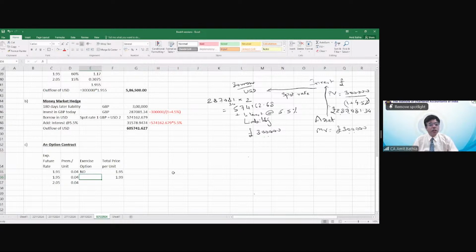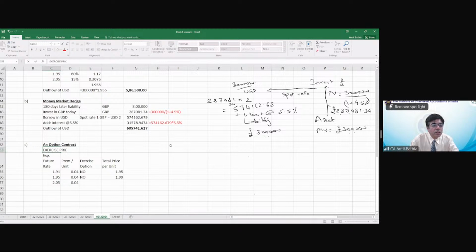If the future rate is, say, for example, 1.95 in the spot market, will you exercise this option? No. Why not? Now you might say, sir, total cost is 1.99, right? But remember, this 4 paise or the 4 cents which you have spent is already a sunk cost for you. So I am going to essentially compare between 1.95 and my exercise price. What is the exercise price? 1.97.